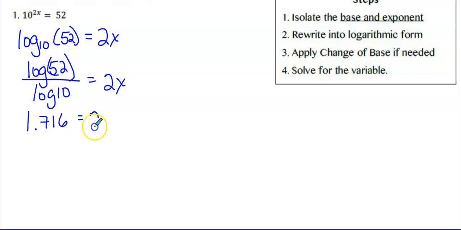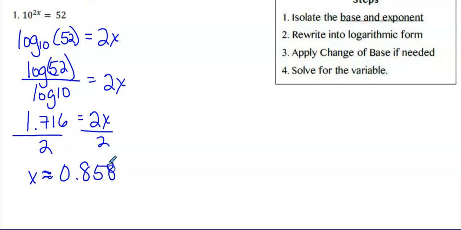1.716 equals 2x. So then I can divide both sides by 2, and that's when I get x approximately equals 0.858.